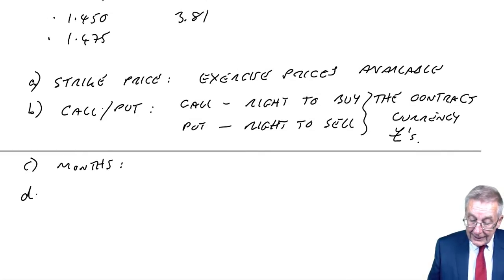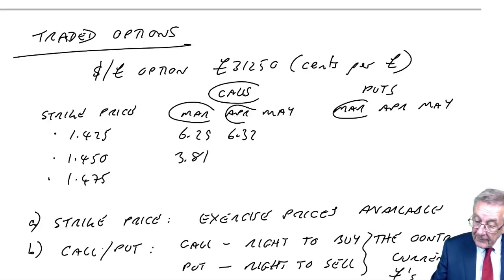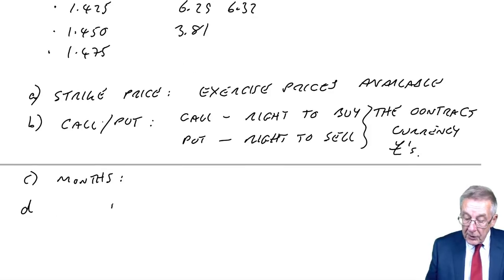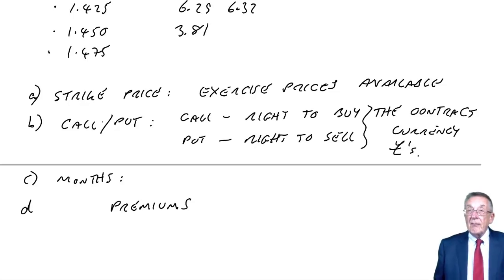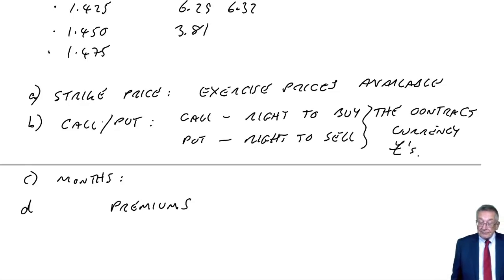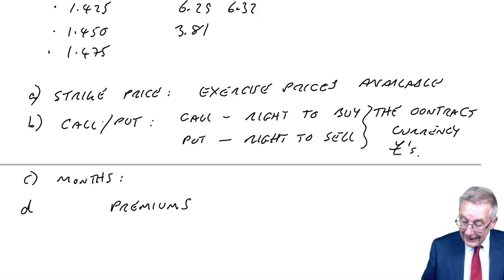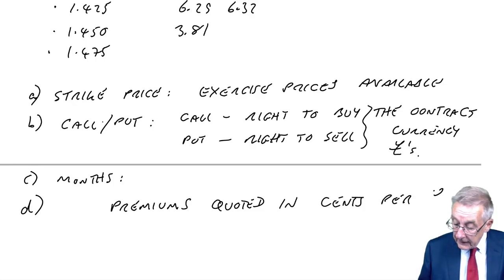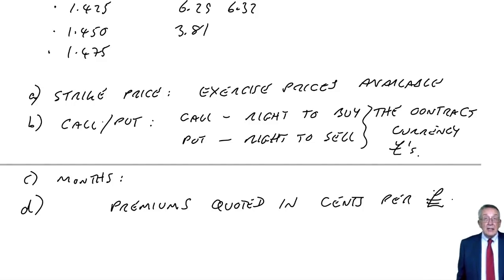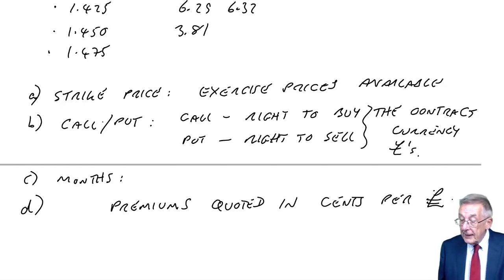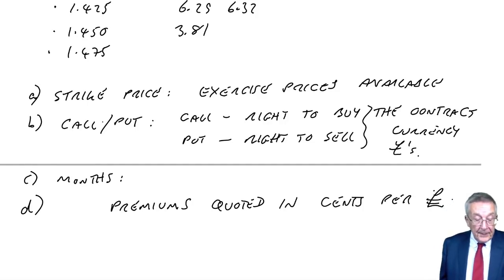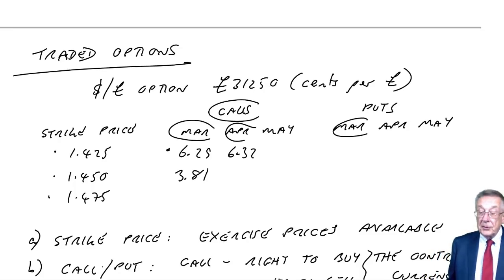Most importantly of all, D, what are the numbers in the columns? What does the 6.29, the 6.32, the 3.81 mean? Well, they are the premiums. I'll show you how we interpret it with a full question shortly. But the premiums are quoted as cents per pound. Depending on how much we want the option on, do we want the option on £1,000 or £10,000? They'll charge us a premium, but if it's a March call, for instance, at 1.425, they'll charge us 6.29 cents for every pound.